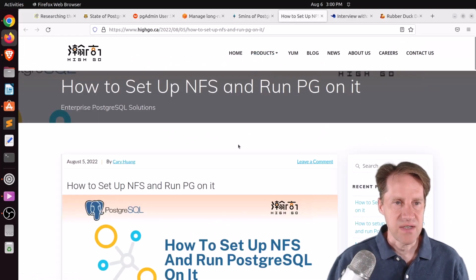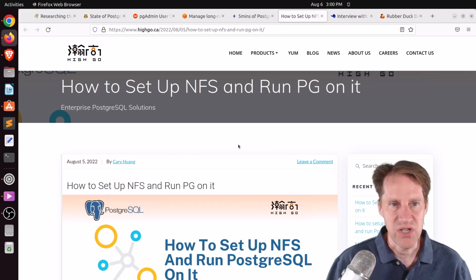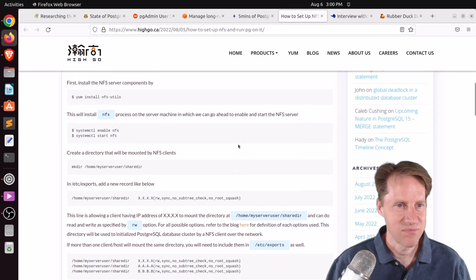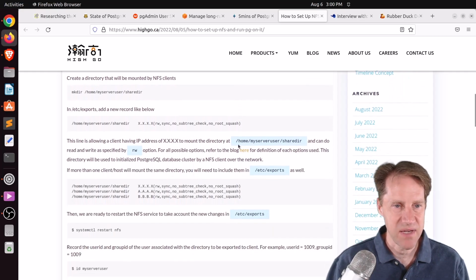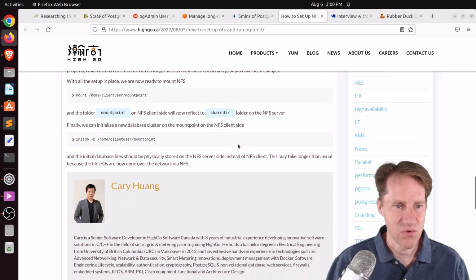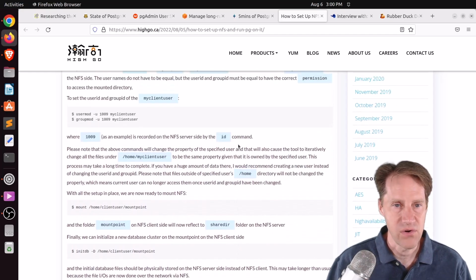The next piece of content, how to set up NFS and run PG on it. This is from higo.ca, and this post does exactly what it says. It shows you how to set up an NFS server and actually put your Postgres database store and run it on there. So if you're interested in that, you can check out this blog post.